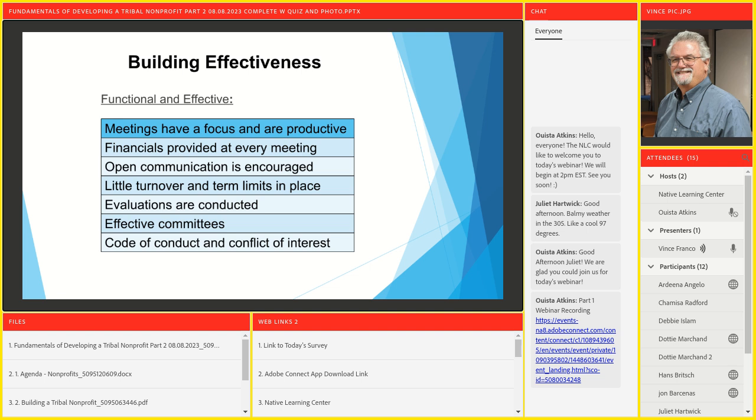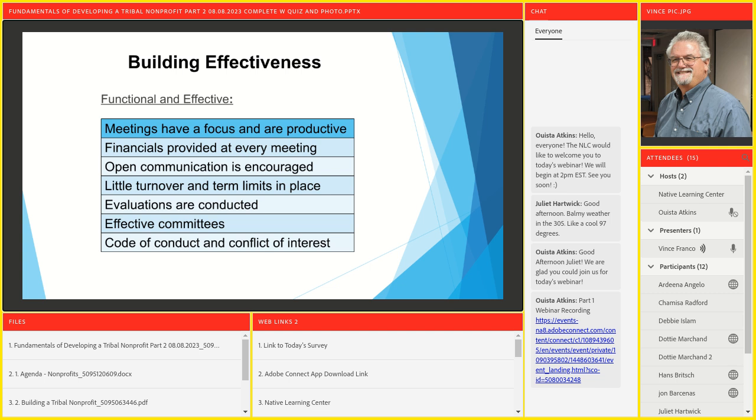More on functional, effective meetings: have a focus. Financials, not right off the bat, but as you start and as you're going to have potential expenses, you're going to have to find a way to generate even the most primitive of a financial statement, right? To have that to show potential budget, potential revenues. Open communication, as I mentioned. Little turnover is more geared towards more mature nonprofits, but of course we want to try to minimize turnover even at a board level.